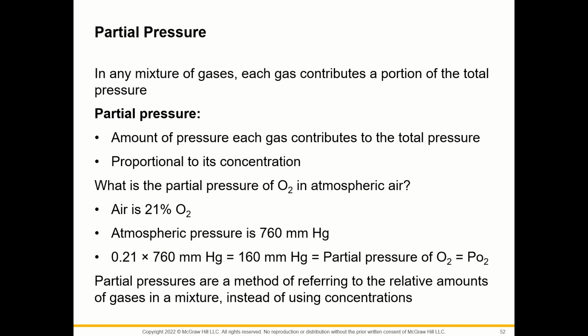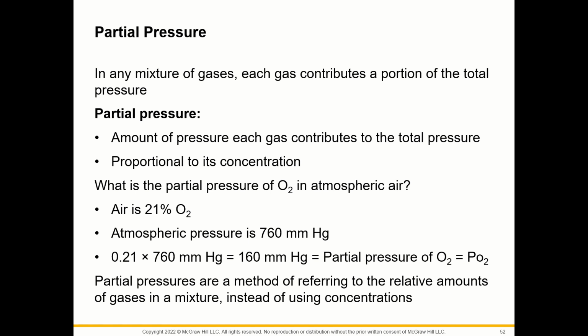I gotta do. So partial pressure. In any mixture of gases, each gas contributes a portion of the total pressure. Partial pressure is the amount of pressure each gas contributes to the total pressure, proportional to its concentration. What is the partial pressure of oxygen in atmospheric air? Air is 21% oxygen. Most of the atmosphere is nitrogen. Only 21% of the atmosphere is oxygen. And remember, atmospheric pressure is 760 millimeters of mercury.